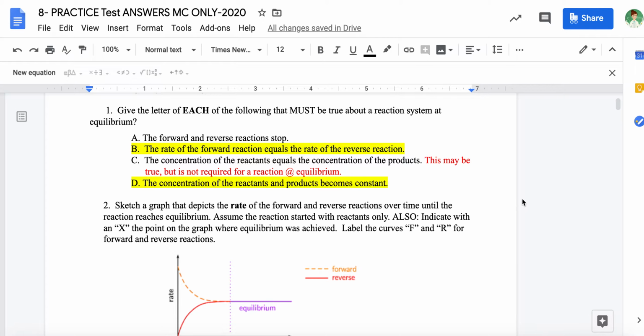Notice in the question it says what must be true. So if you are leaning towards C, this is possible that they could be the same at equilibrium, but it's not a requirement. Remember, you can have reactants being favored or products being favored at equilibrium. You don't have to have the same concentration of something, but what has to happen is that those concentrations need to become constant.